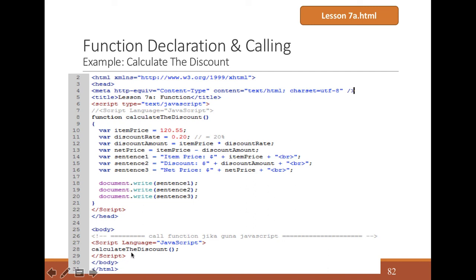Then how to invoke the function is by using JavaScript again. See here, this is a script. Forget about types. Script and script. This is another script, calculate the discount. This is how you invoke the function, how you call it. It means that you have declare, define, and another one is call and invoke. That's only two things to understand.